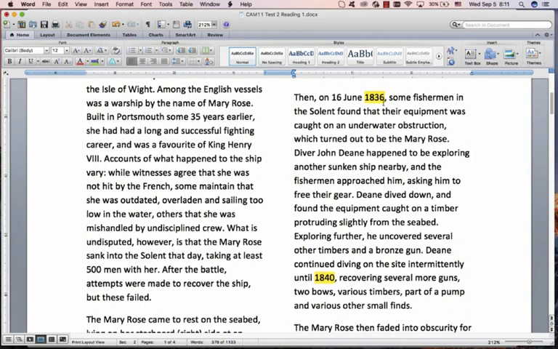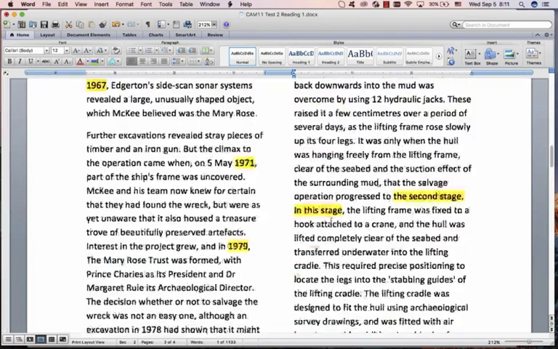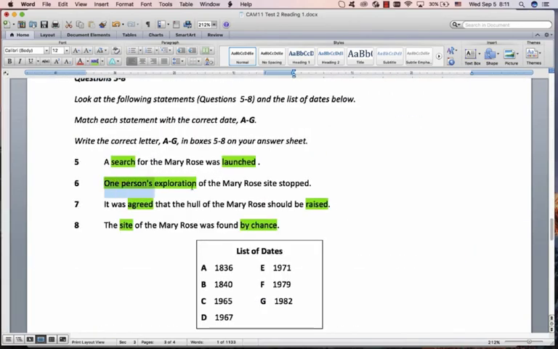So in 1836 he started diving, and in 1840 he stopped. This word until tells you he stopped in 1840, and that looks pretty good for this one because that word until tells us he was exploring the site. And also, this is very important, one person. It's just this one guy, Dean. So I like that one for 1840. Let's carry on to check.